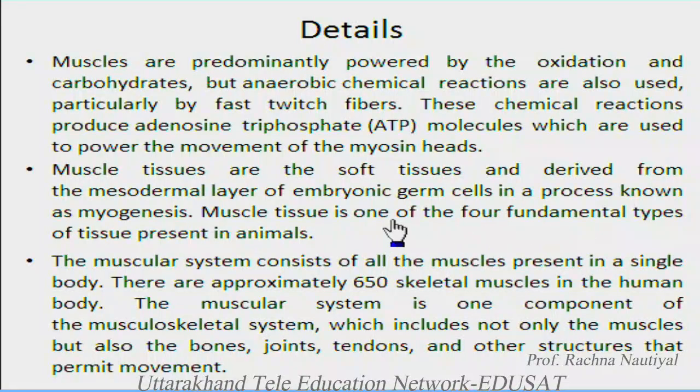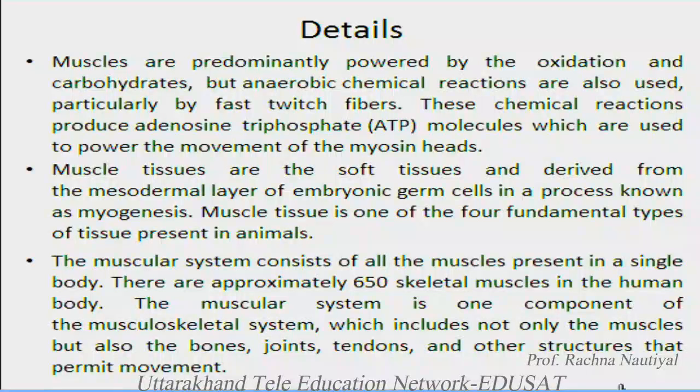Myosin is the protein found in the muscles, and the movement of the muscle is possible through it. Further, muscle tissues are soft tissues derived from the mesodermal layer of embryonic germ cells in a process known as myogenesis. So the formation of the muscles is called myogenesis. One more important thing is that muscle tissue is one of the 4 fundamental types of tissue present in animals, and muscle is one among them.